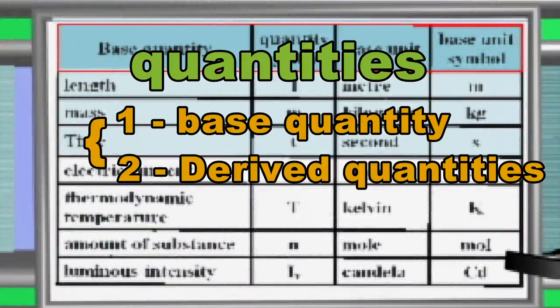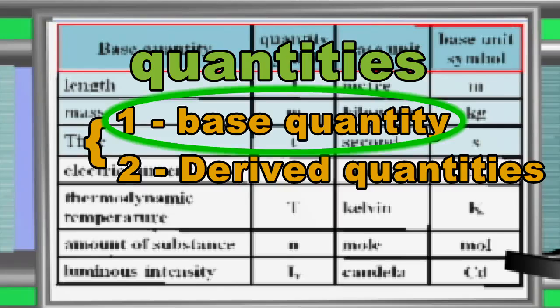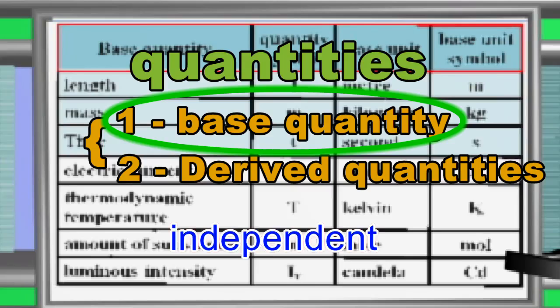A question arises here. There are many quantities in science. Should a separate unit be defined for all of them? The answer is no. All of them can be expressed in terms of 7 quantities. These 7 quantities, selected by international agreement, are called the base quantity, and the unit corresponding to them is called the base unit. These quantities are independent. That is, they are not dependent on other quantities. Not been defined in terms of other quantities.